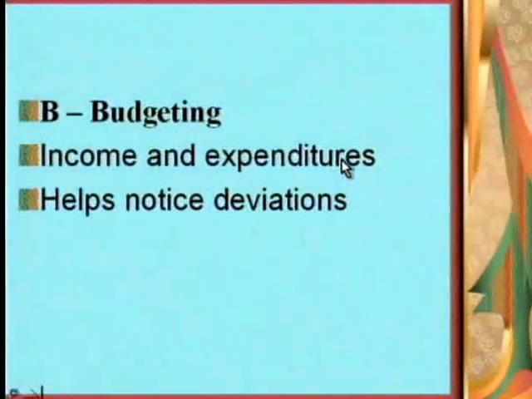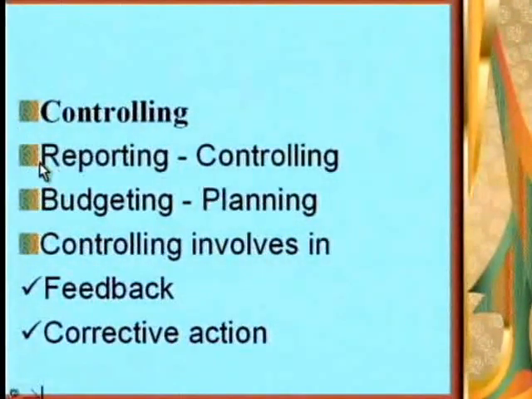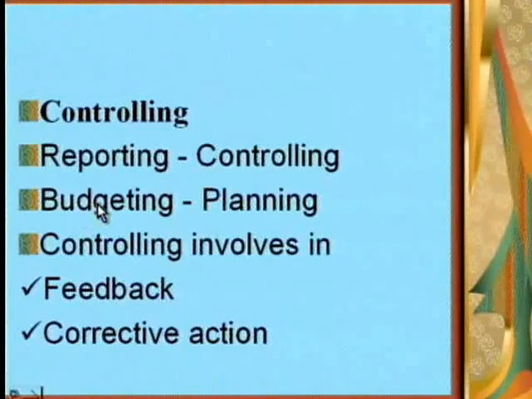B is budgeting. Income and expenditures must be budgeted properly in advance. It helps notice deviations. Budgeting identifies any deviations, what is budgeted and what is actually happening in the field. Controlling can be defined as including reporting, so reporting can be taken to controlling, and budgeting can be taken to planning, and this R and B from POSDCORB can be removed. Reporting and budgeting can be kept in controlling and planning.